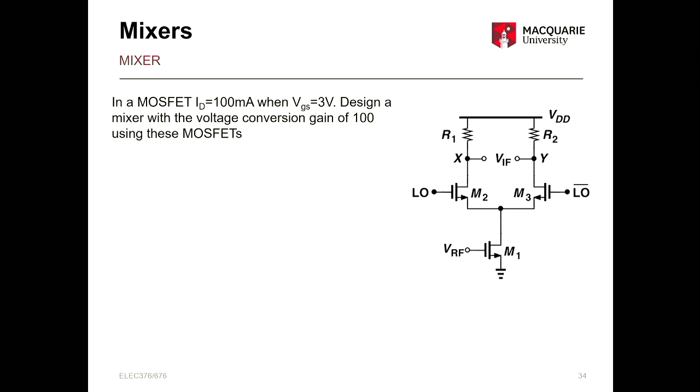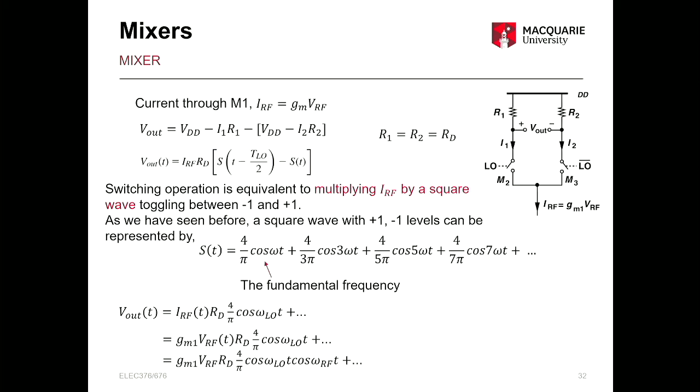That is 4 divided by pi with no DC part. 4 divided by pi cos omega t, and then 4 divided by 3 pi cos 3 omega t, 5 omega t, 7 omega t, etc. So it contains the fundamental frequency, third harmonic, fifth harmonic, and so on.